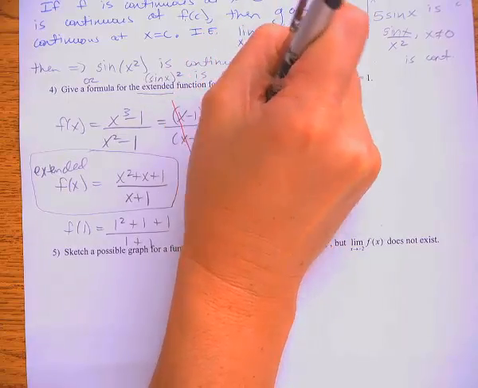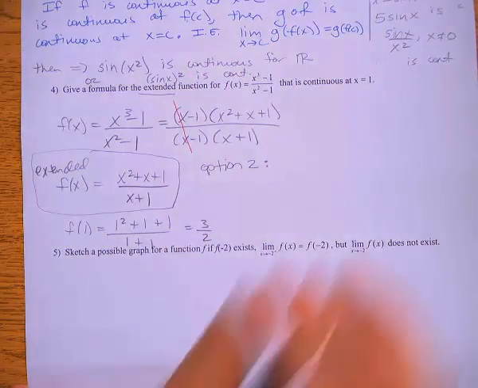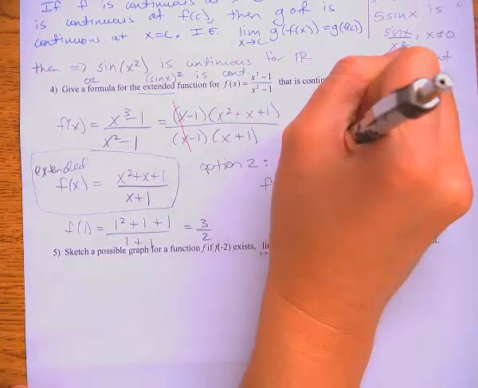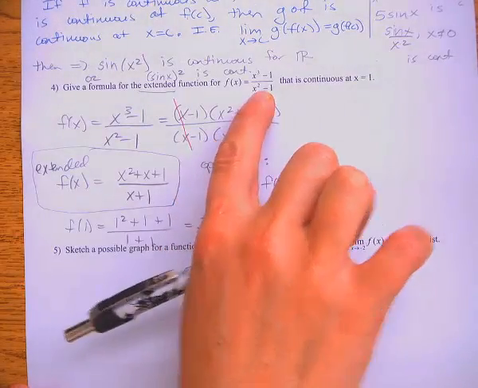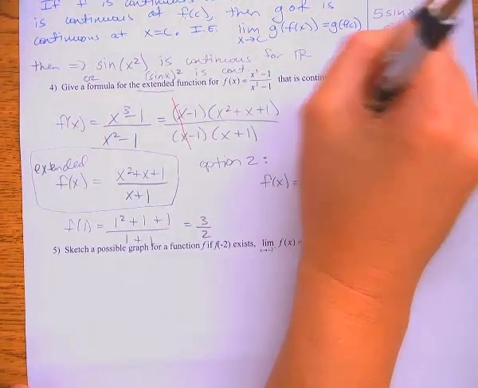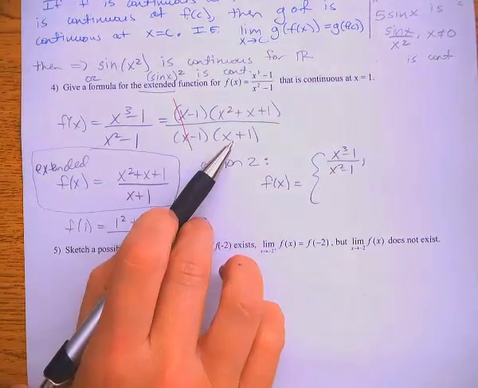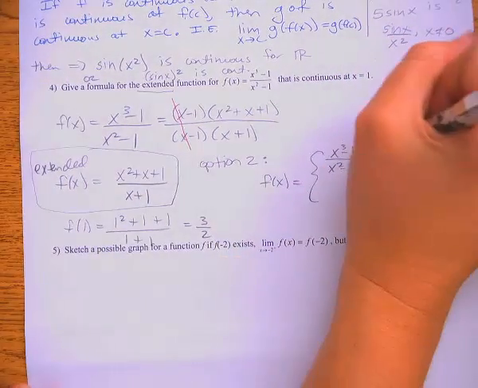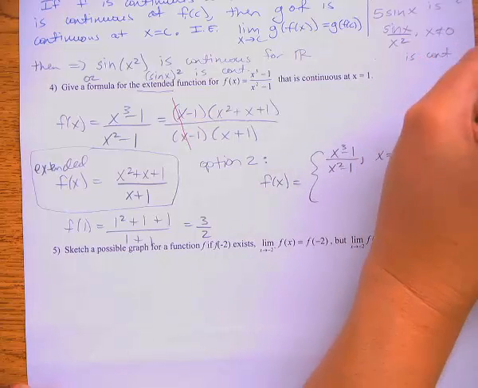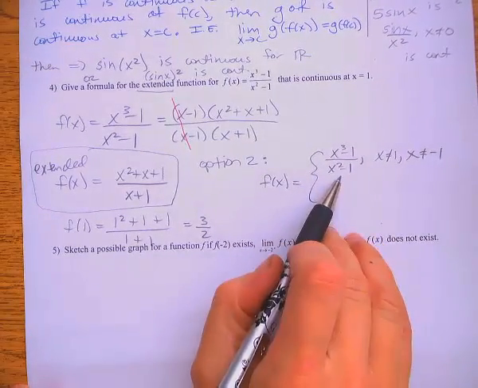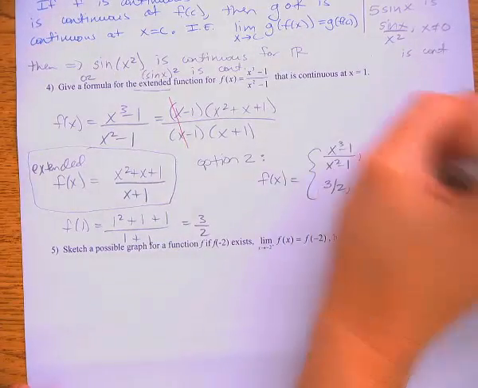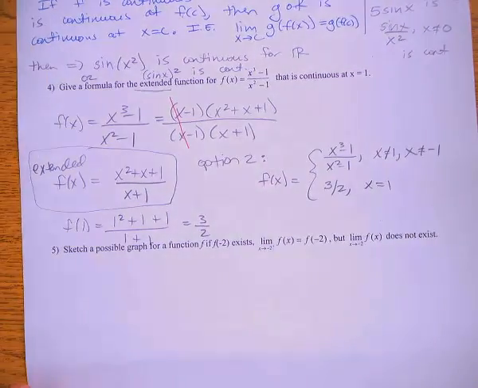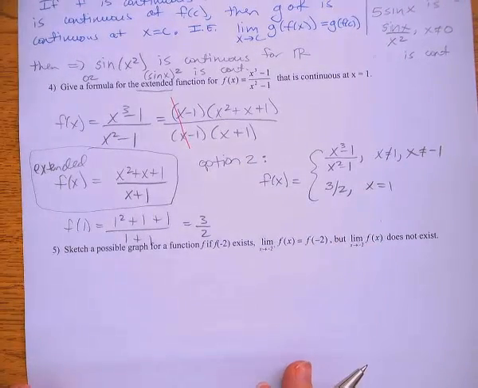Option 2, and I'm just showing you this because this is the way the textbook did it, is they used a piecewise function. They said, okay, for all the values except 1, we're going to let f of x equal that. And actually, I need to exclude negative 1 as well because there's a vertical asymptote there. Oh wait, sorry, not equal to 1, and x not equal to negative 1. So f of x is equal to this when x is not 1 and not negative 1. And then we'll just go ahead and let f of x equal 3/2 when x is 1.